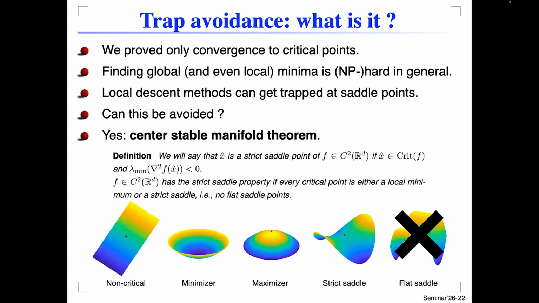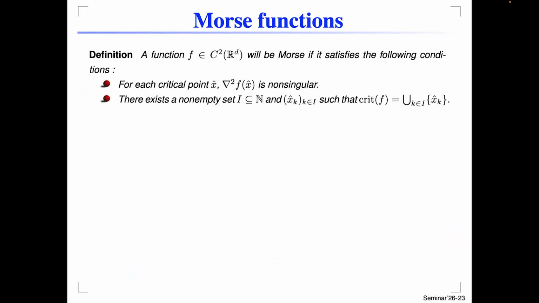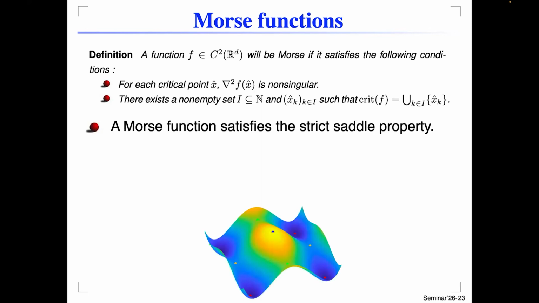So if I'm only dealing with functions which are like this, then I'm going to be on safe ground. So we can ask ourselves whether there are generic functions that verify this kind of property. The answer is yes. And it turns out that most functions are strict saddle functions. In particular, these are functions which are C2, and in such a way that at each critical point, the Hessian is non-singular, okay? And it has a countable number of critical points. And these functions are generic, okay?